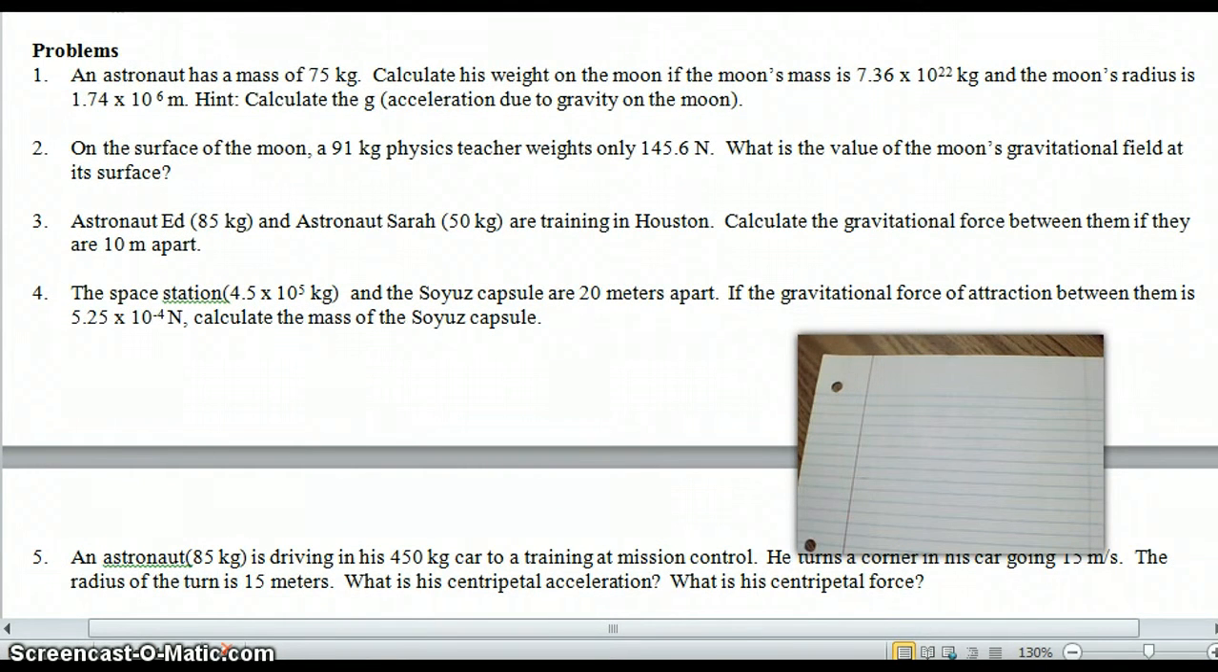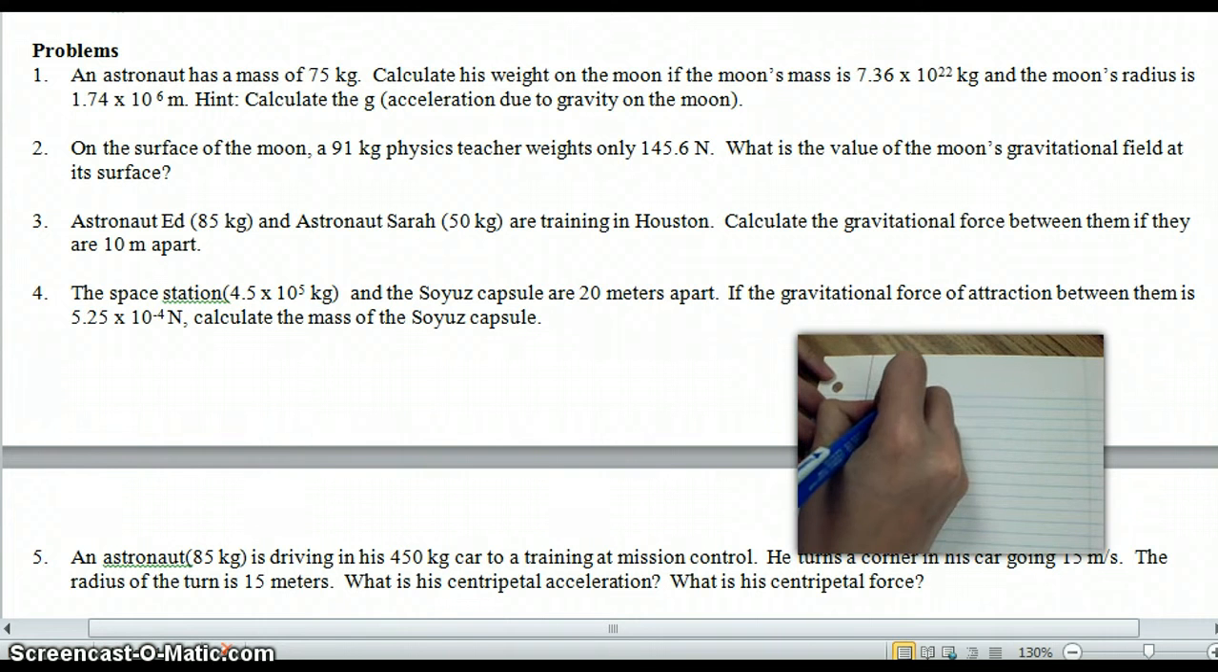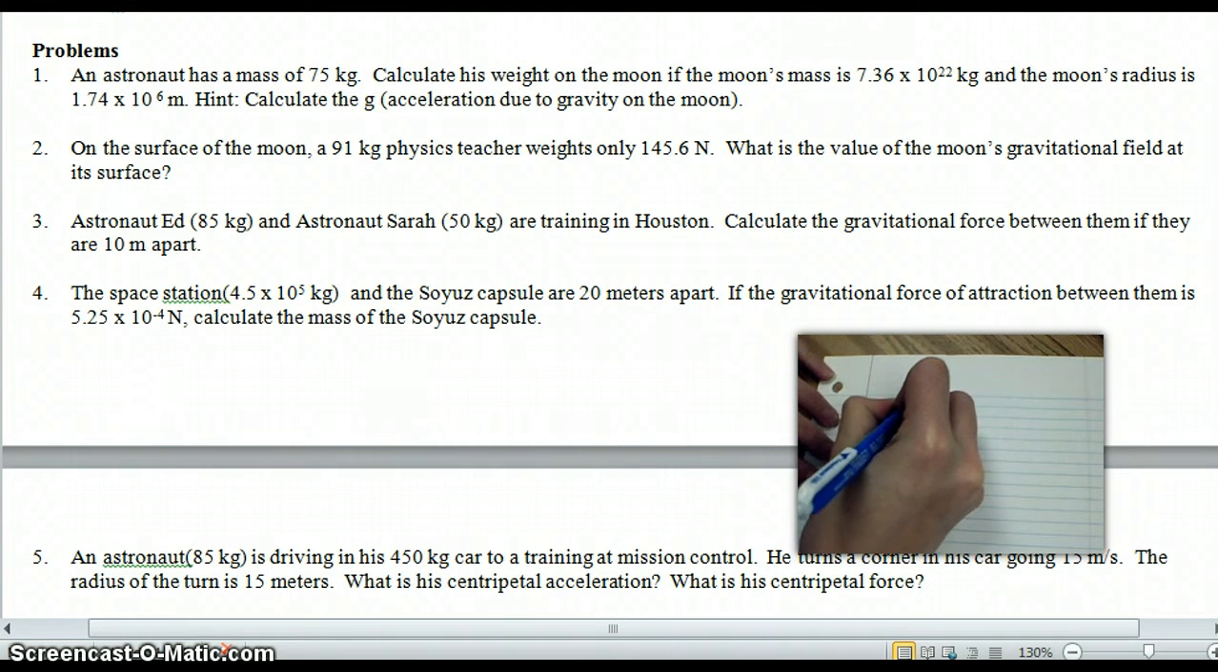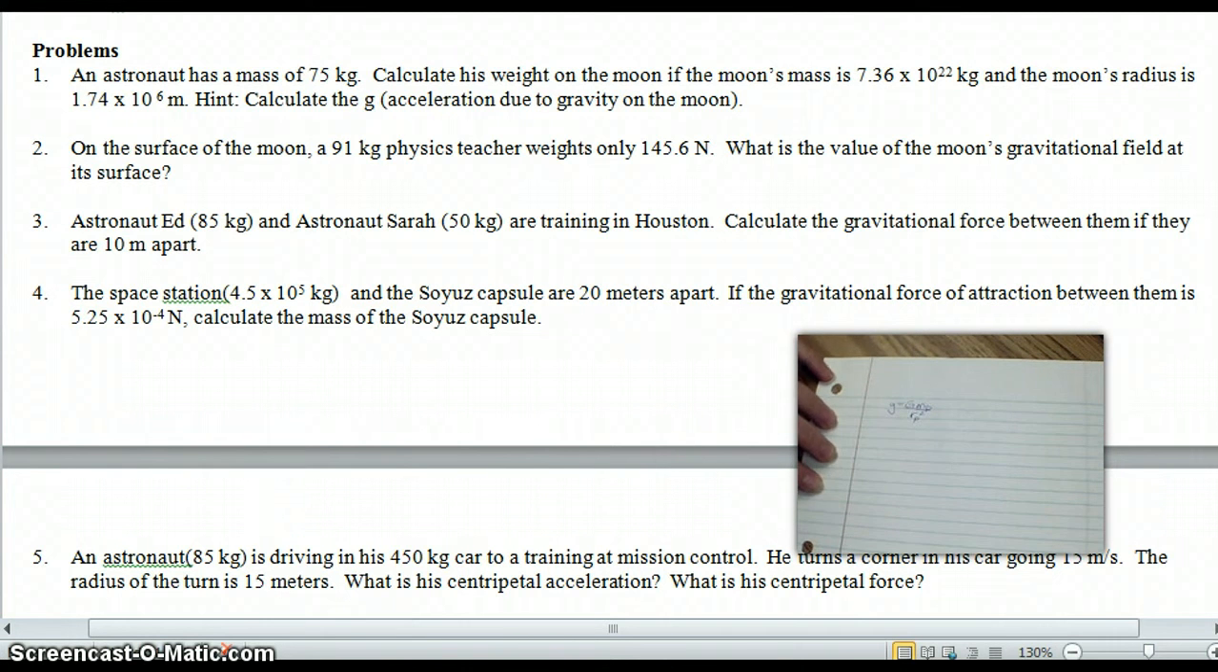Number 1 says an astronaut has a mass of 75 kilograms. Calculate his weight on the moon if the moon's mass is 7.36 times 10 to the 22nd kilograms and the moon's radius is 1.74 times 10 to the 6 meters. The hint says to calculate the g, which is the acceleration due to gravity on the moon. So if you remember, our equation for little g is big G times the mass of the planet divided by the radius of the planet squared.